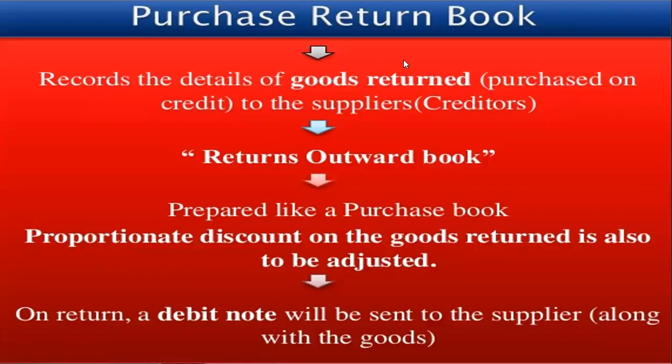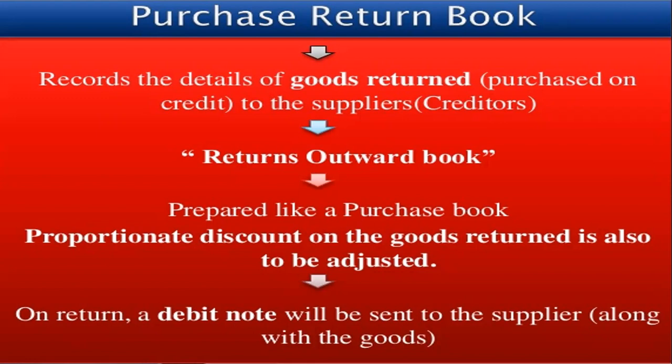Next important book is the purchase return book. When we are making credit purchases, there are chances some goods are not of the same quality which we have ordered. Sometimes there may be a minor defect. Sometimes there may be a minor difference. For example, if you have ordered some commodity in black color, but out of mistake or any reason, the supplier might have sent that commodity in blue color. So there may be any reason because of which there are purchase returns.